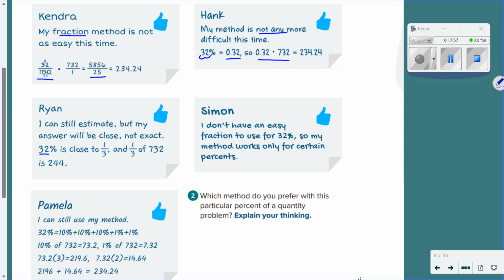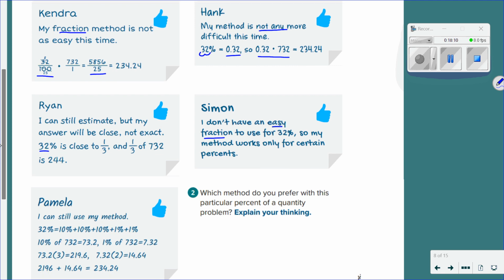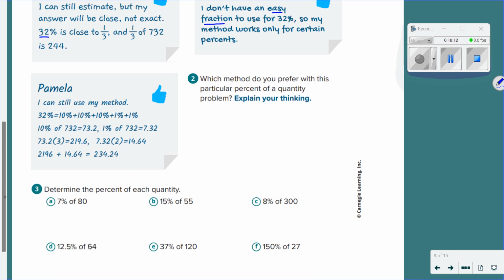Simon says, I don't have an easy fraction to use for 32%. So my method isn't going to work. So again, where I agree with Ben that if it works, it's nice. Most of the time, Simon's method is not going to work so well. Pamela says, I can still use my method.